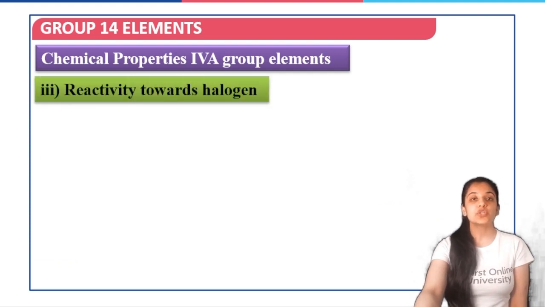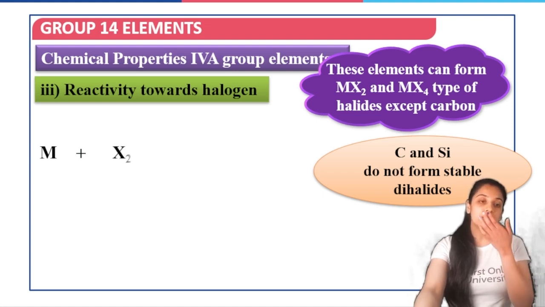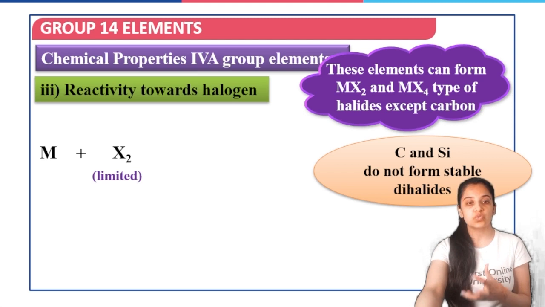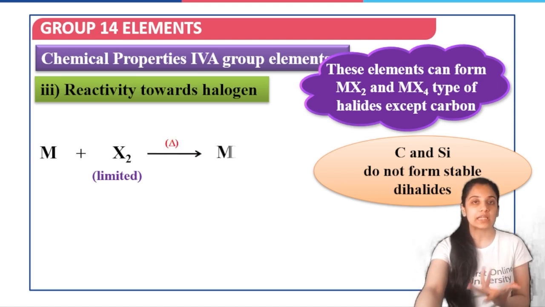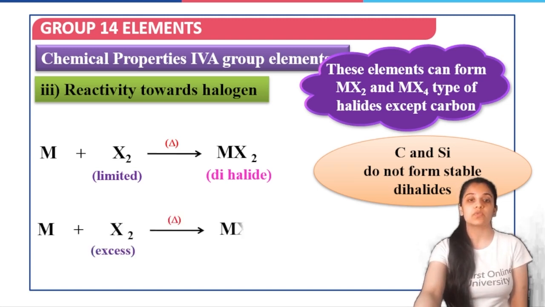Next is reactivity towards halogen. These elements can form two types of halides, MX2 and MX4, with an exception of just carbon. Carbon and silicon do not form stable dihalides. Now, for example, let us take a general equation where metal is going to react with X2 in a limited amount, on heating, it will form MX2, that is dihalide, and when it is going to react with X2 in excess, on heating it will form MX4, which is tetrahalide.